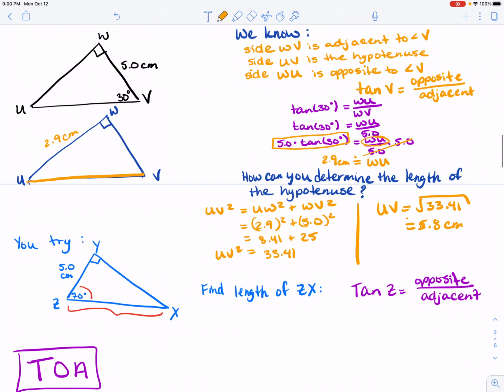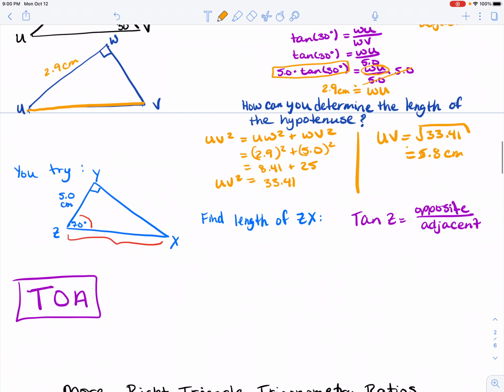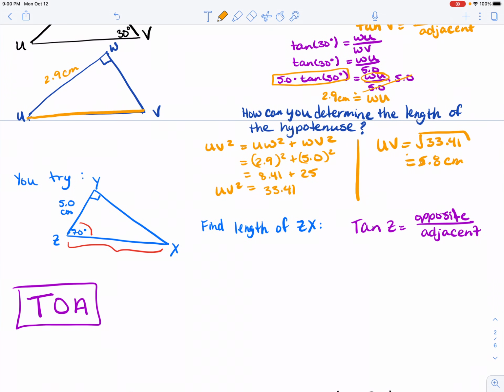Now let's have one that you're going to try. Let's look at triangle YZX. We have YZ with side length 5 centimeters and angle Z with an angle of 70 degrees. Pause the video and come back for the answer. Welcome back.